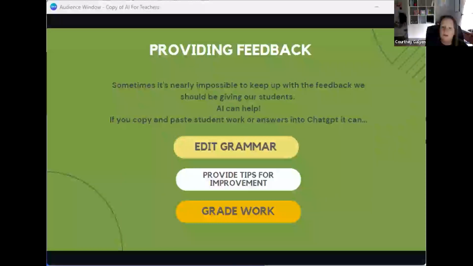Along that same vein, it will also grade the work. Now, ChatGPT obviously can't analyze a rubric and make sure that the student has followed directions, but it will assign what it believes is the best letter grade to an essay. If you're talking about science problems, questions like that, it will tell you if the answers are correct or not.